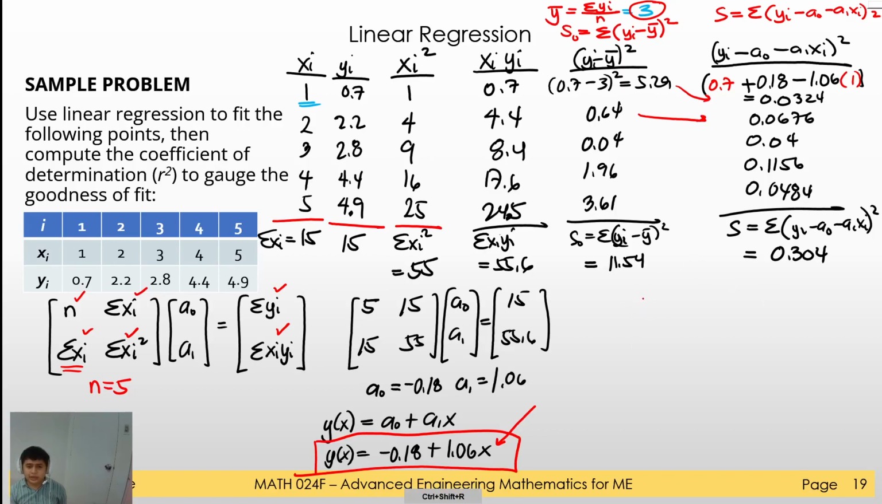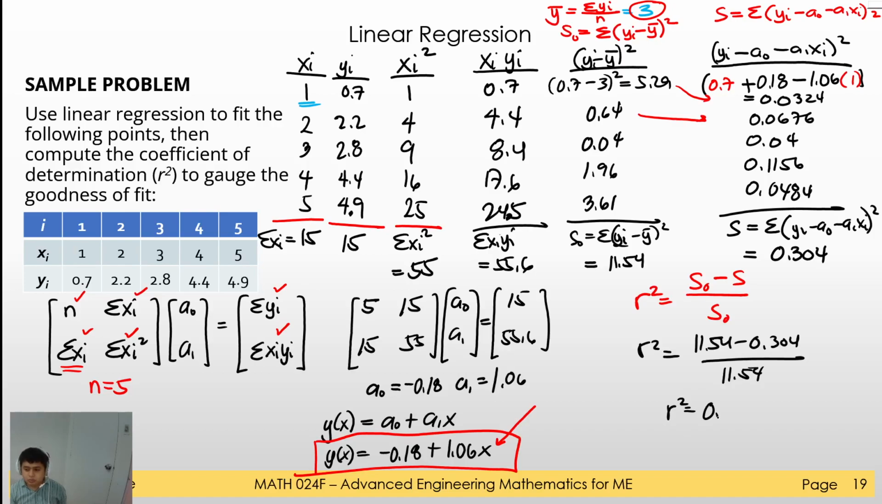The formula is r squared is equal to S sub o minus S over S sub o. So substitute the values. r squared is equal to 11.54 minus 0.304 over 11.54. So r squared is equal to 0.9737. And so this will be your r squared. Since this is close to 1, it is a good fit.